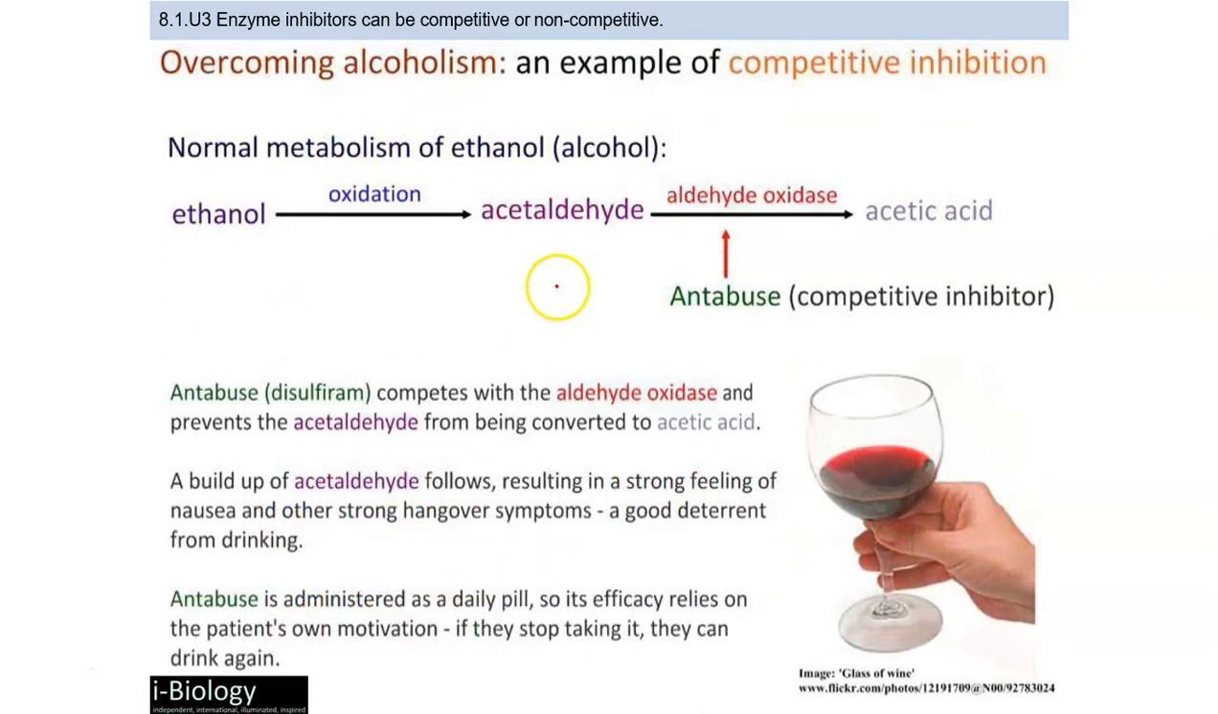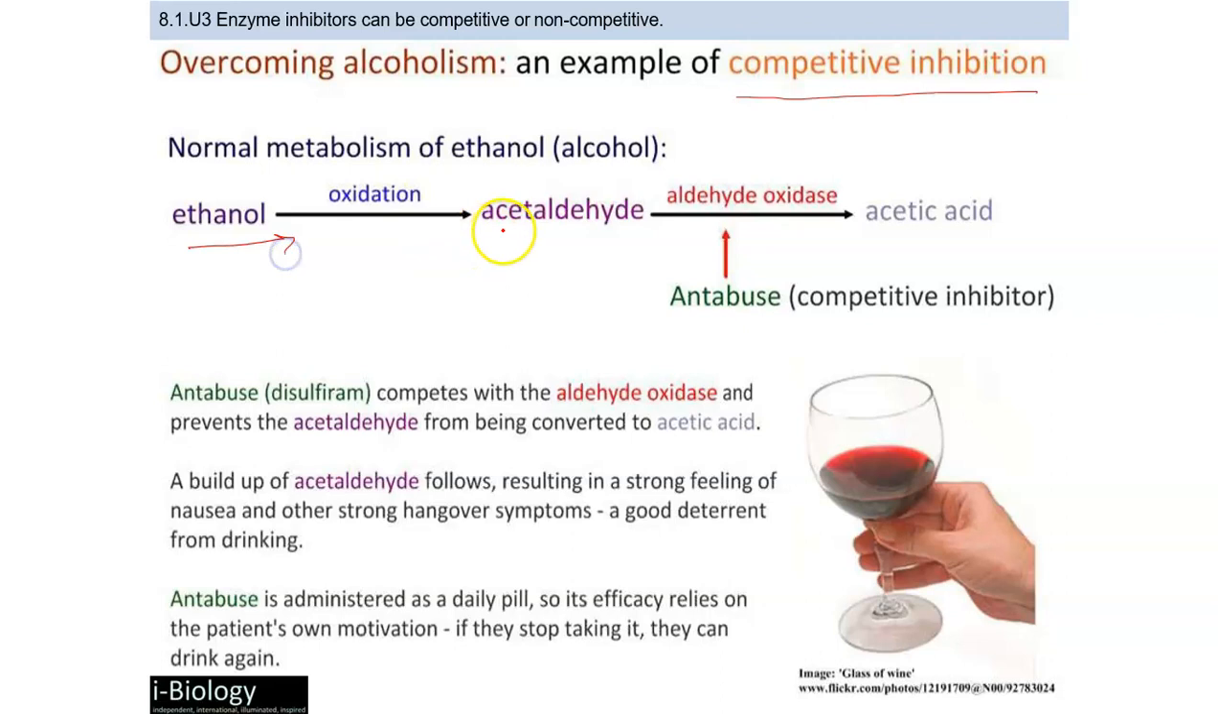Here we have a nice example of competitive inhibition. I'm not sure if you have heard about this, as it's not something common that you have heard before. But once you learn, I'm sure it will be very interesting for you as well. So this is the metabolism of ethanol.